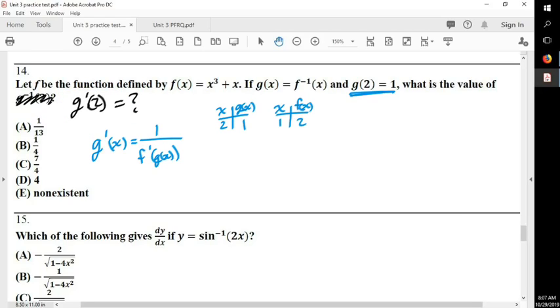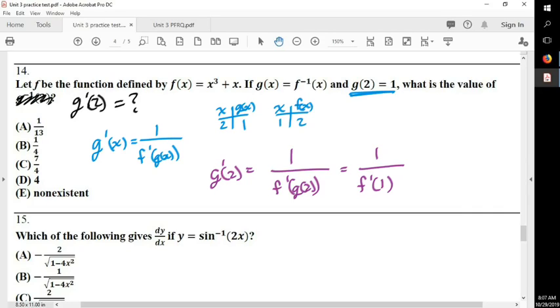I think I'm going to go ahead and try to use my formula here. So we have g prime of 2. That would equal 1 divided by f prime of g of 2. Do we know what g of 2 is? Yeah. Oh, snap, we do. It's right here. It said it right here. Okay, so g of 2 is 1. So I have 1 over f prime of 1.